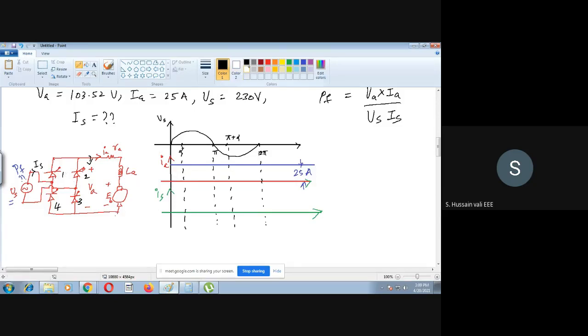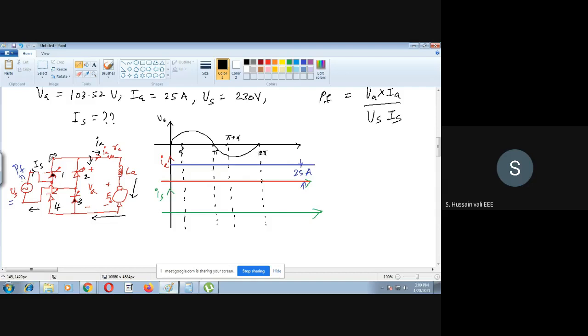So when you trigger thyristors 1 and 3, what is the closed path? You will find that the closed path is through 1 and 3. It will go like this, the black color, through 1 and 3, to the motor. So it flows like this: supply voltage, 1, motor, and 3, and supply voltage. So this is the closed path. In this closed path, here is IA. If this is IA, what is the value of IS?